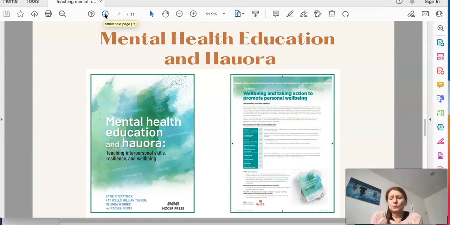The other little resource that goes alongside this one is a set of 10 theme sheets, which are also housed on our NZHEA website, and they show how you might clump a series of learning activities from the resource into a theme. And you can see there that one is wellbeing and taking action to promote wellbeing.